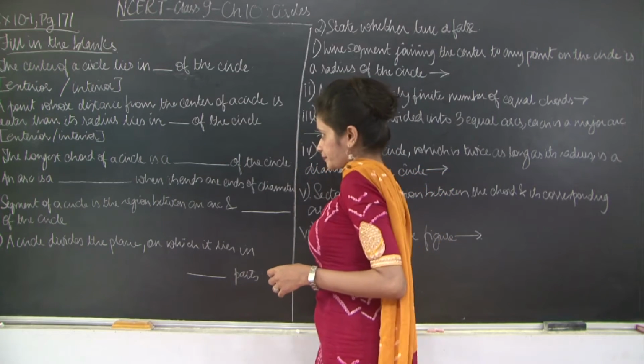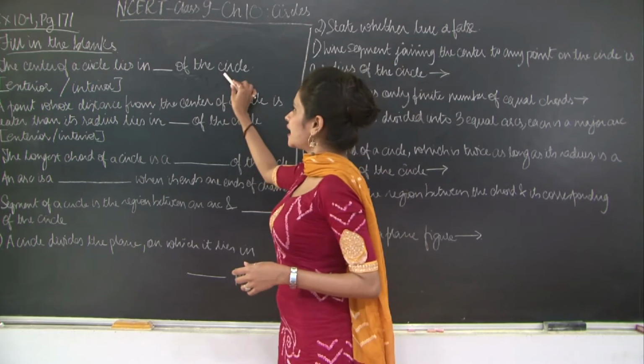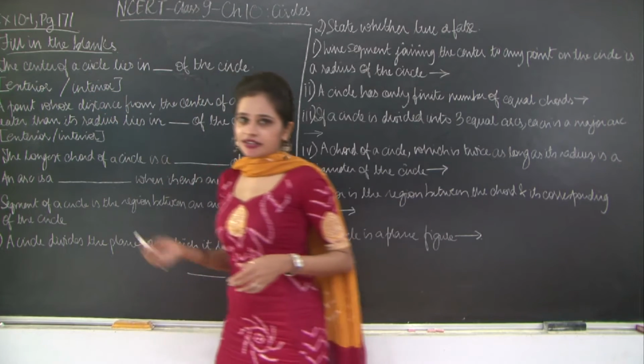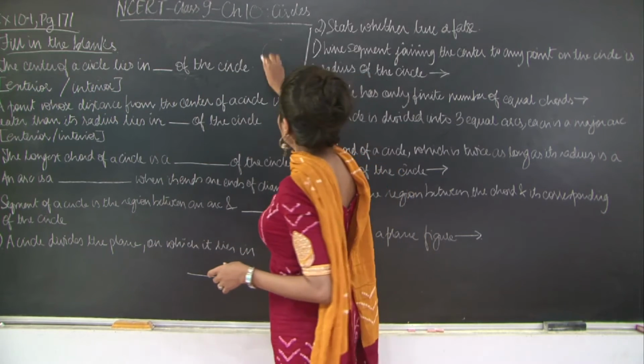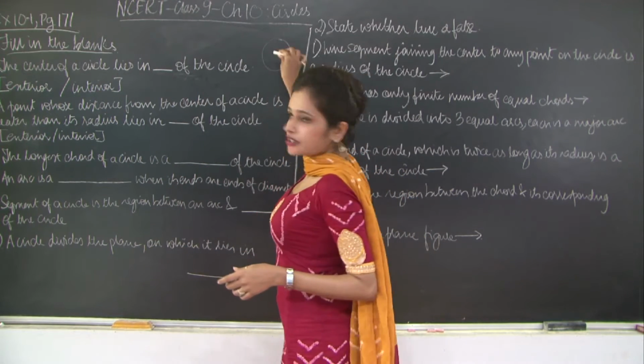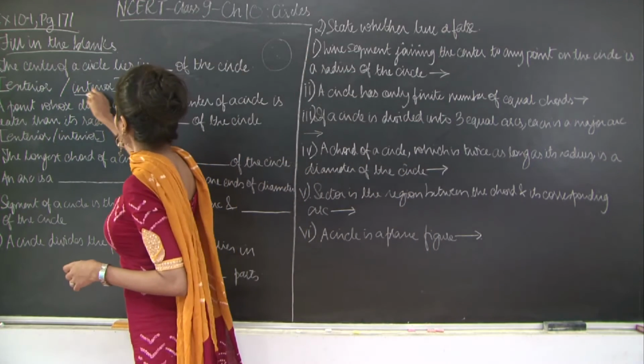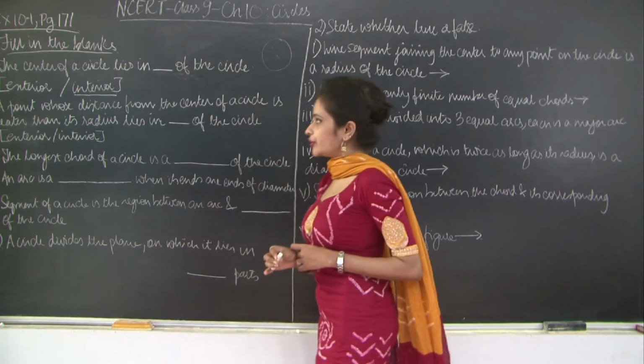Okay. So the center of a circle lies in the dash of the circle. It is exterior or interior. You have a circle, this is the center. So obviously the center lies in the interior of the circle. So I am just underlining this point over here.